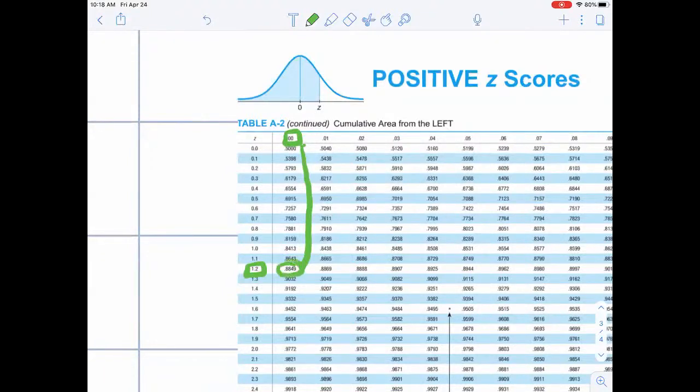Do you agree with that? Yes. Which is 0.8849, okay? 0.8849. So where do the two of them match up? That's where I'm looking at. Okay, that's how we read the table.